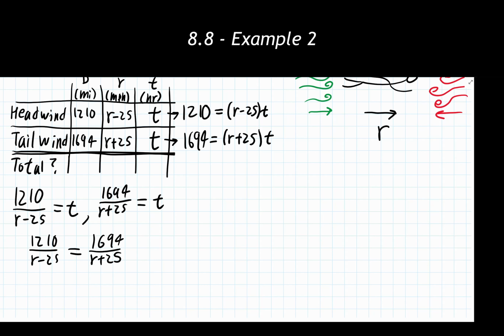Now I'm just moving us up here because I'm running out of space. I'm going to use the distributive property to multiply this through over here. And I'm going to use a calculator off screen to do these number calculations because I don't know what these numbers are off the top of my head. And I'm getting 1,210r. And then 1,210 times 25 is going to give me 30,250.